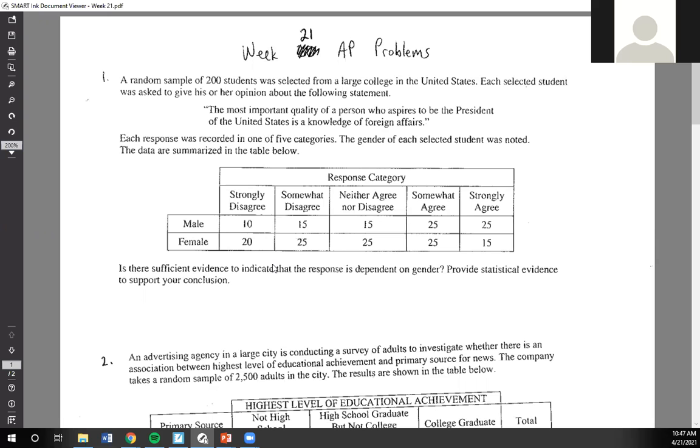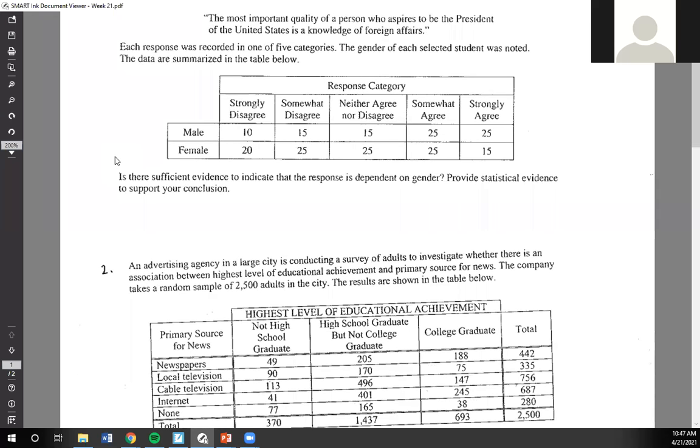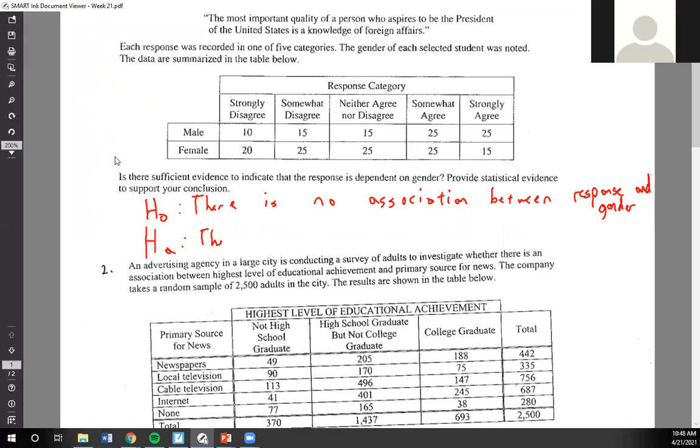So the only thing I'm going to write out here is the null and alternative. The null hypothesis. Again, I'm going to phrase it as association, because my null hypothesis is going to be there is no association between response and gender. And then the alternative is that there is an association between response and gender.